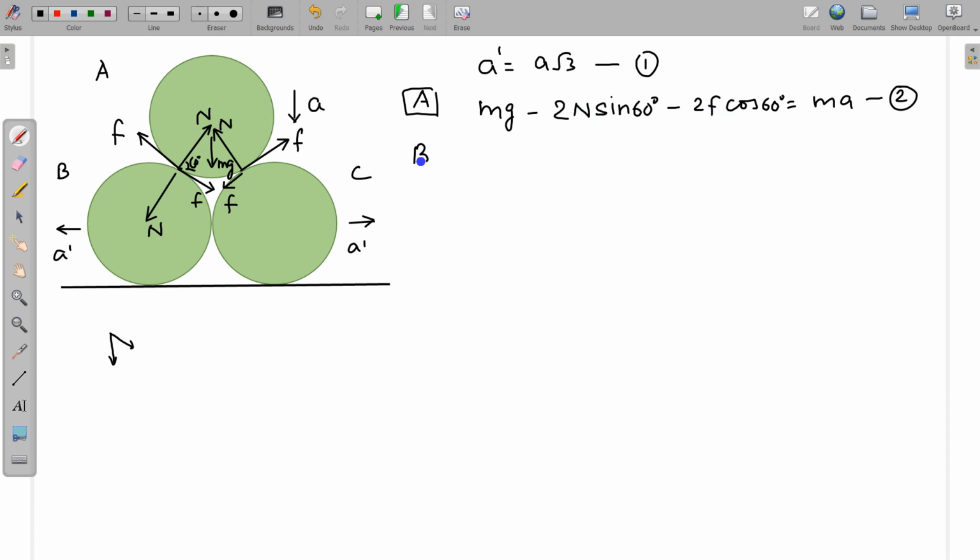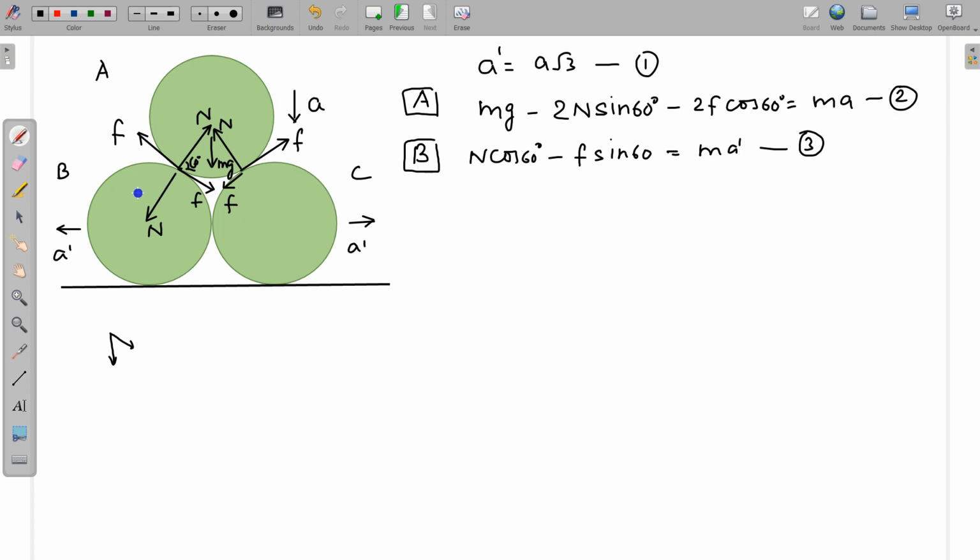Now we have to write the equation on B. For B we can write the equation of linear motion, Newton's laws of motion. So for Newton's laws of motion I am writing the equation along the horizontal direction, and the horizontal component of normal will be N cos 60. So this is N cos 60. Component of friction will be in the minus, towards right, f sin 60. This is f sin 60, and now this is equal to m a dash. This is our equation number 3.